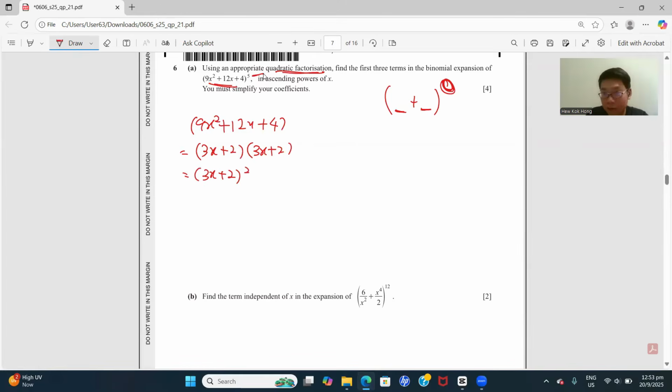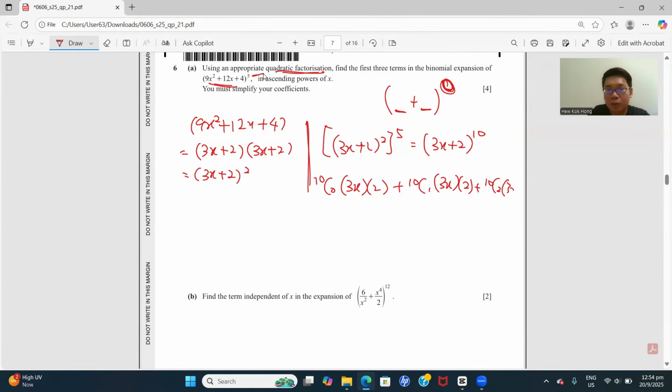3x plus 2 squared. This thing to the power 5 will become power 10. When we expand, it will become 10c0, 10c1, 10c2. This question wants us to write in ascending power of x, meaning I start from x power 0. So if power 0 here, here 10, here will become 19, here will become 28. Key in calculator, 1024. This times 3 times 2 power 9 is 15360, and then x power 1. 10c2 times 3 power 2 times 2 power 8 is this, and then x squared.